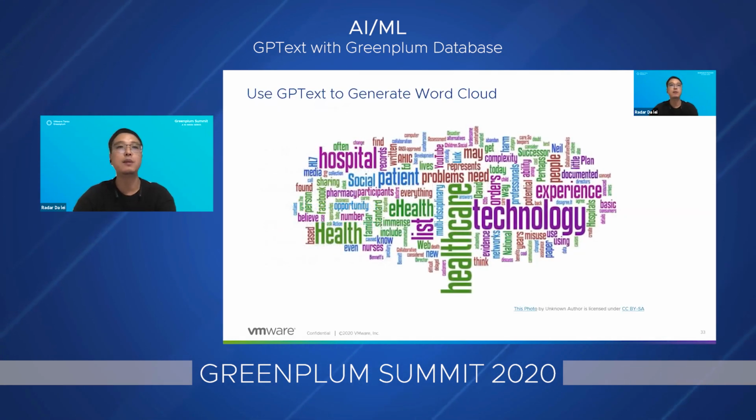Here is another simple example. Word cloud is now very popular. You can easily build your own word cloud by search and sort with GPText. So it's a word cloud for your database.